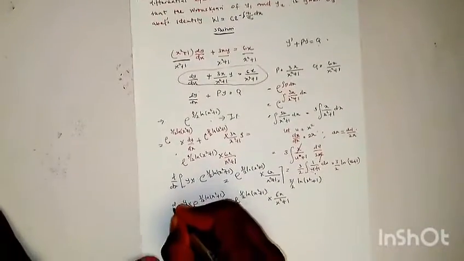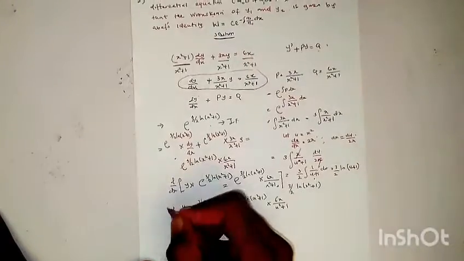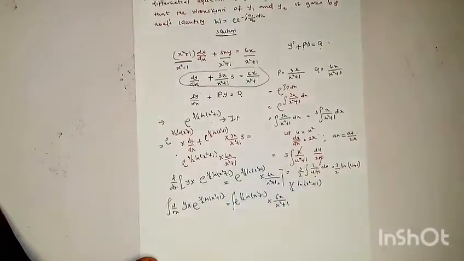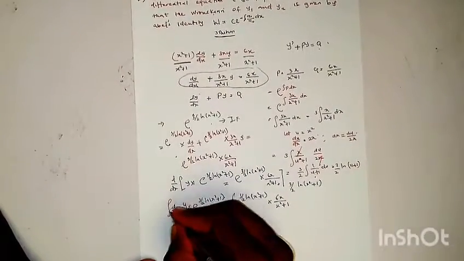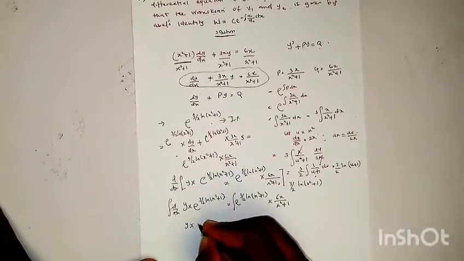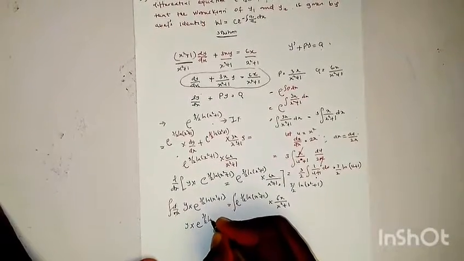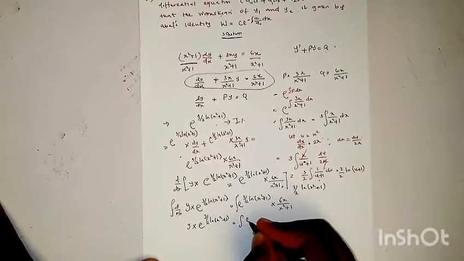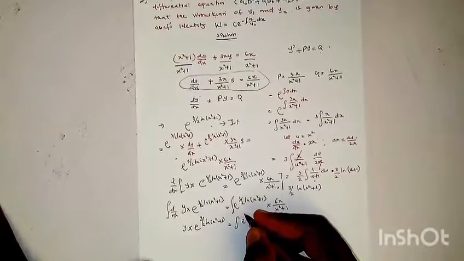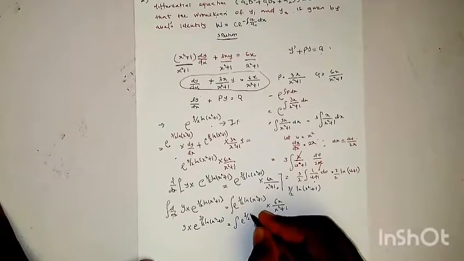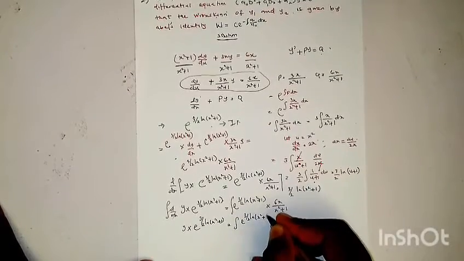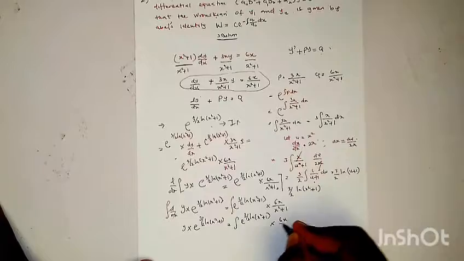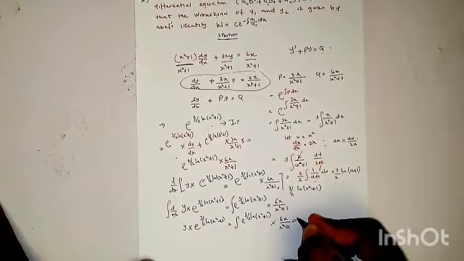So integrating both sides, the integral of this and the integral of this give me y, because this cancels out. This is y times exponential of 3 over 2 ln(x squared plus 1) equals the integral of exponential of 3 over 2 ln(x squared plus 1) times 6x over x squared plus 1 dx.